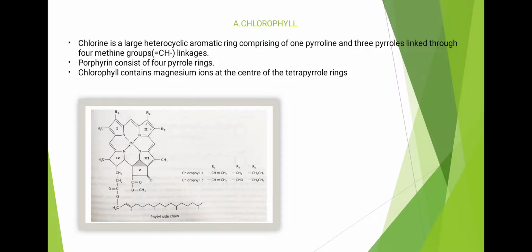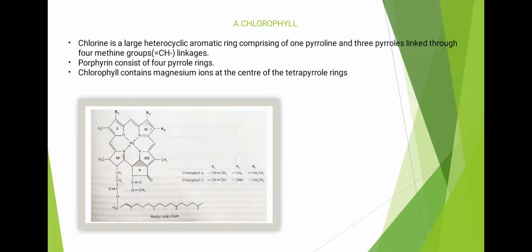Pyrroles, what are pyrroles? Pyrroles are 5 atom rings with 4 carbon atoms and 1 nitrogen atom. You can see in the diagram. Please take a screenshot and zoom in. Later you will see that. Most of the chlorophylls like a, b and d are chlorin derivatives. But chlorophyll c is a porphyrin derivative.